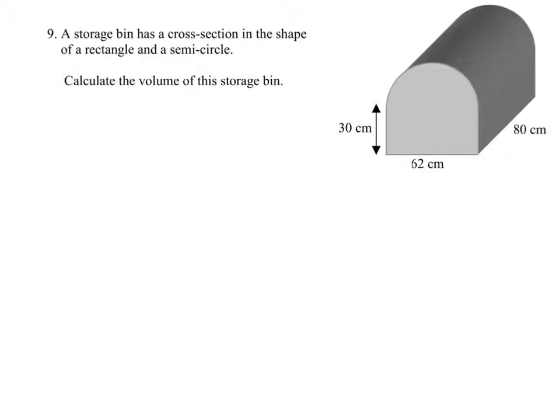Question number 9. A storage bin has a cross section in the shape of a rectangle and a semicircle. So this is the cross section here. We're asked to calculate the volume of the storage bin. So the first thing to notice is that the storage bin is a prism, which means if we want to work out the volume, it's the area of the end multiplied by the length. So the area at the end is the area of this cross section multiplied by the length from the front to the back, which is 80 centimetres.